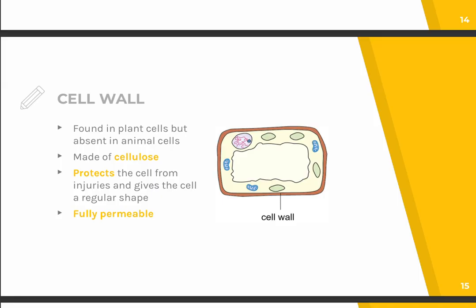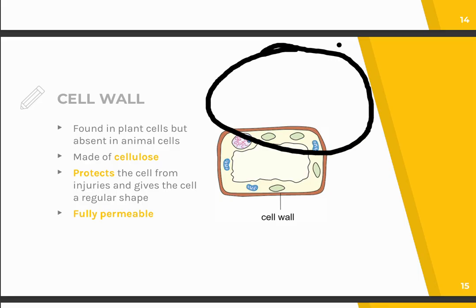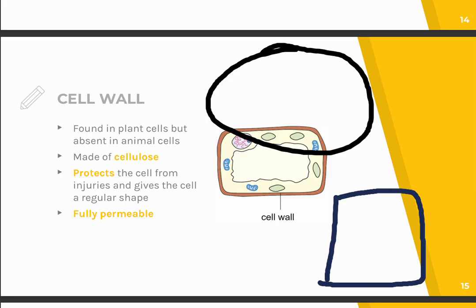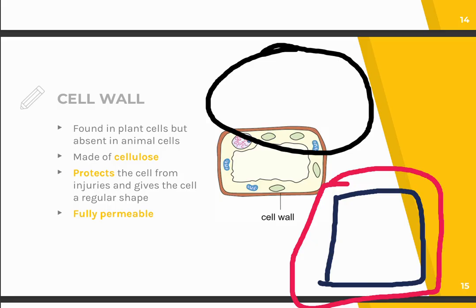So if we talk about the cell, in an animal cell we have a cell membrane, right? But we do not have a cell wall. But if I talk about a plant cell, the plant cell will have a cell membrane, but will also have a cell wall around it. So outside the cell membrane, there will always be a cell wall, right? So what is the function of the cell wall?